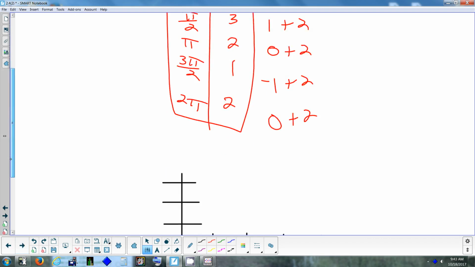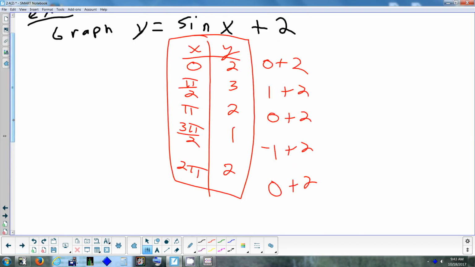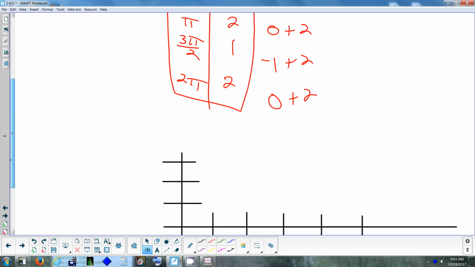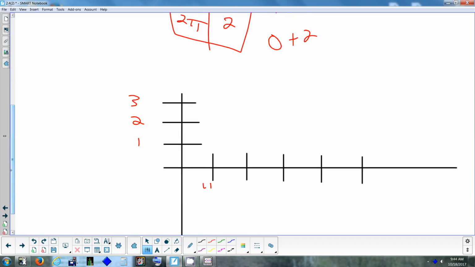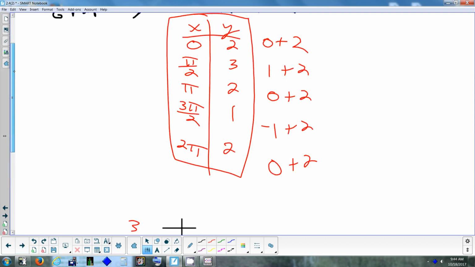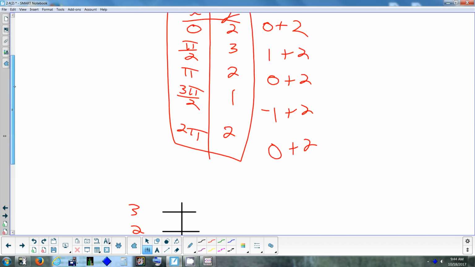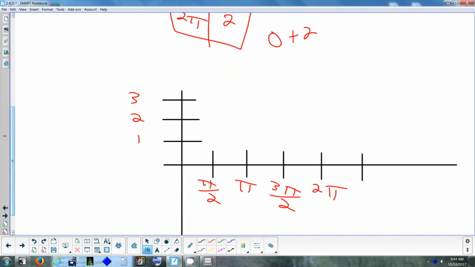Now we graph it. This time I need to go as high as 3 and as low as 1. So I would just set up your axis like that. X-axis, same way we've been doing it. Now graph your points. 2, 3, 2, 1, 2.